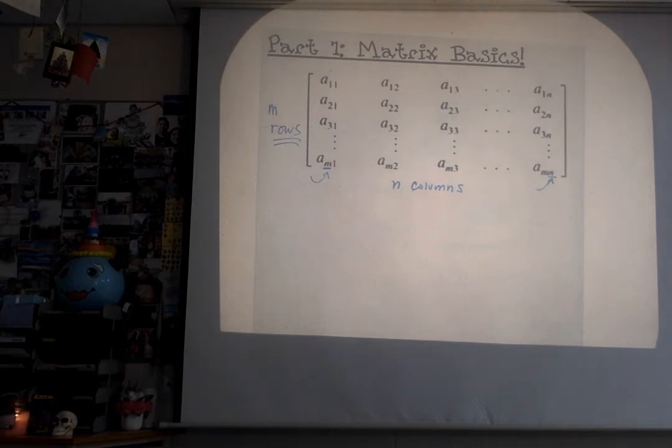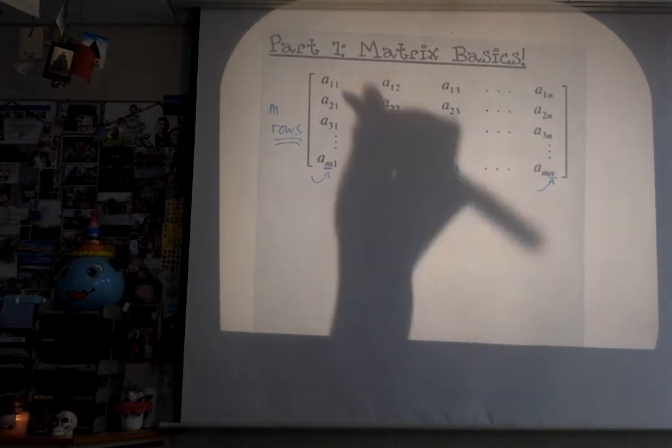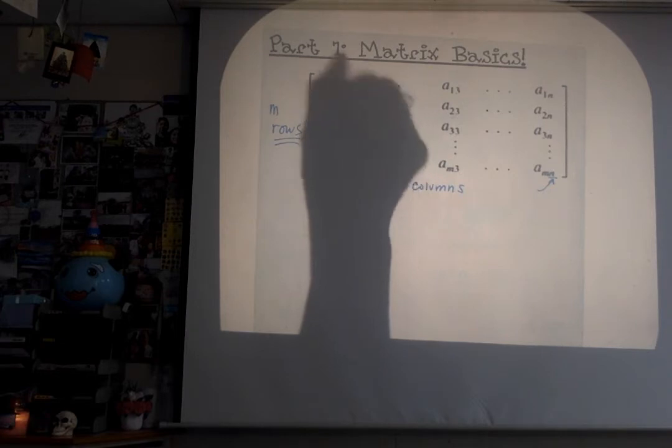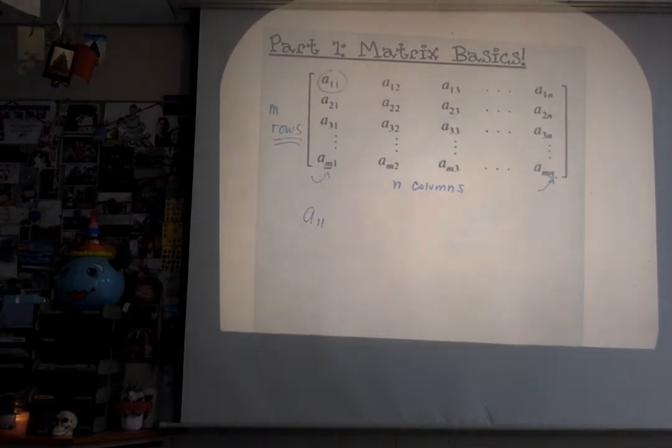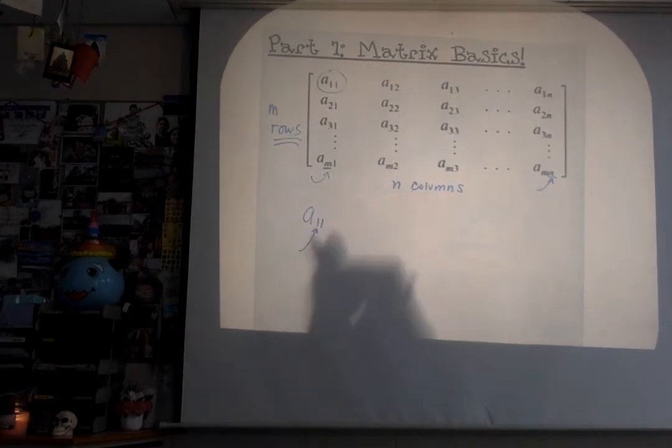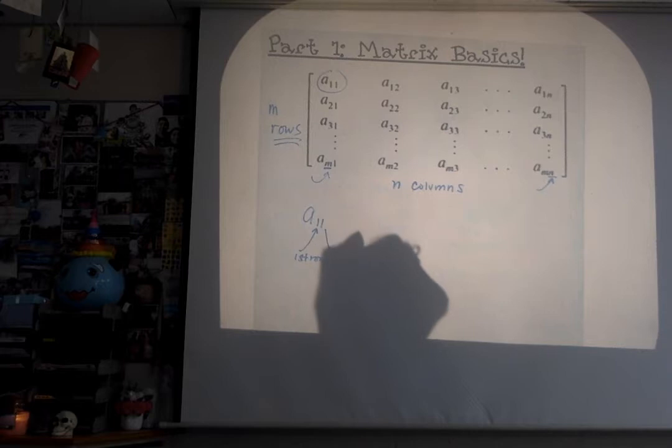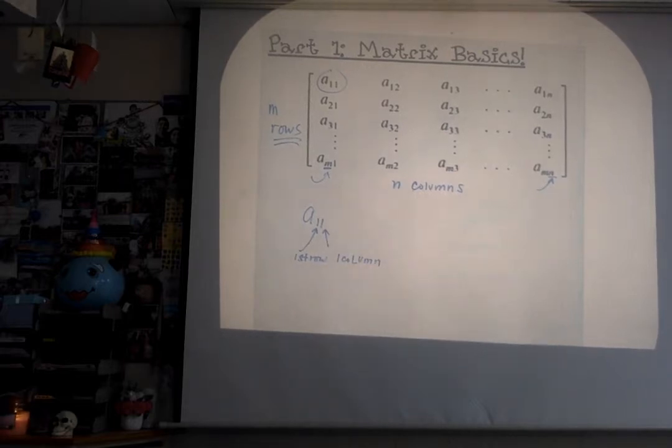And let's see how we talk about this. You see the first guy right here, A11. Let's dissect it. This number tells you which row, the mth row. So that means it's the first row, and this number is your first column. So that's what that means. First row, first column, so I go here.